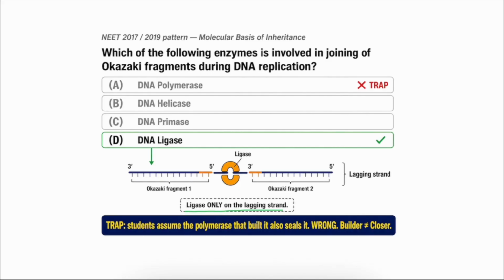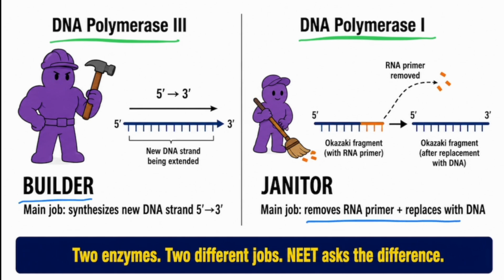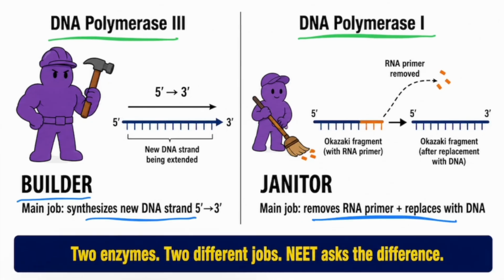One last step students get confused about is DNA polymerase I and DNA polymerase III. These are two different enzymes. Polymerase III builds the main strand while polymerase I removes RNA primer and replaces it with DNA. So if NEET asks you which enzyme removes RNA primer, the answer is DNA polymerase I.